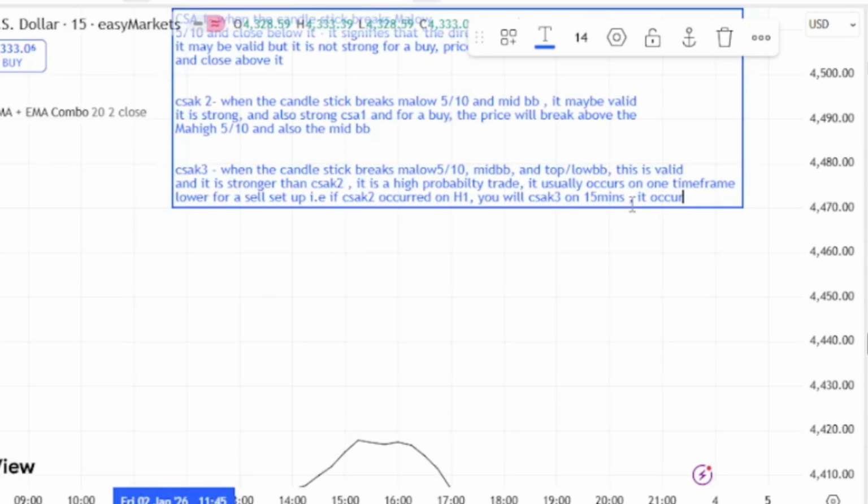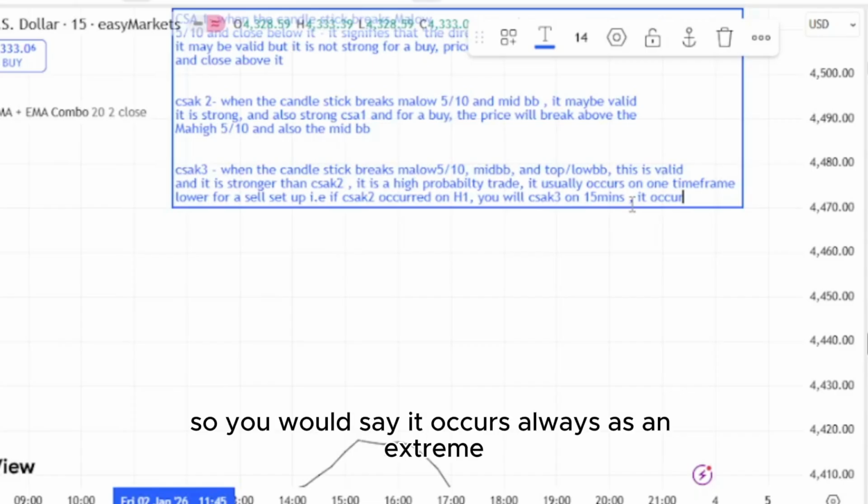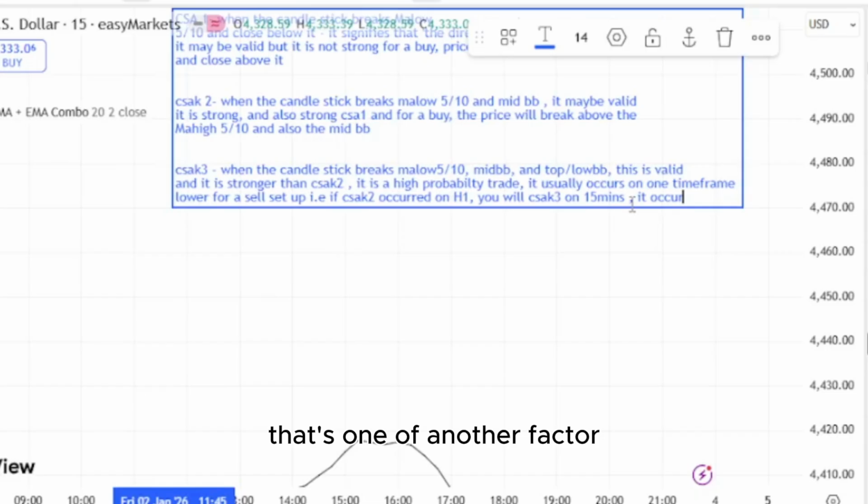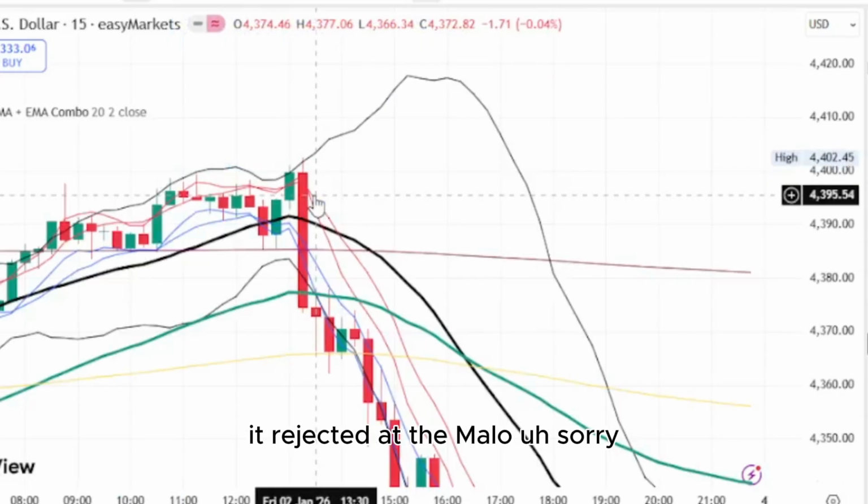That's also an extreme. If you want to look at it as an extreme B, this is also an extreme. So you would say it occurs always as an extreme. That's one of another factor. It broke, it closed below the Malo, it rejected at the Malo, at the high 5 and 10.